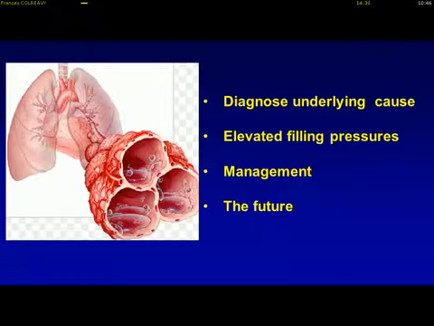And even diagnosing elevated filling pressures is the bread and butter of a lot of what we do every day in intensive care and occupies a lot of our time. The management of cardiogenic pulmonary edema is actually quite straightforward, and we will take a small look to the future and see what's coming down the track in intensive care terms.